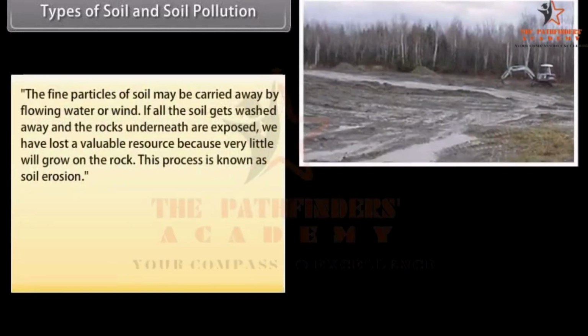The fine particles of soil may be carried away by flowing water or wind. If all the soil gets washed away and the rocks underneath are exposed, we have lost a valuable resource because very little will grow on the rock. This process is known as soil erosion.